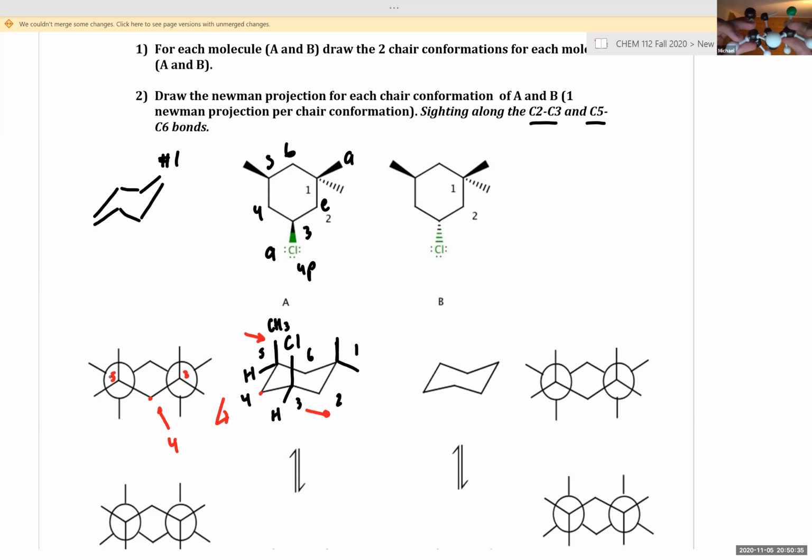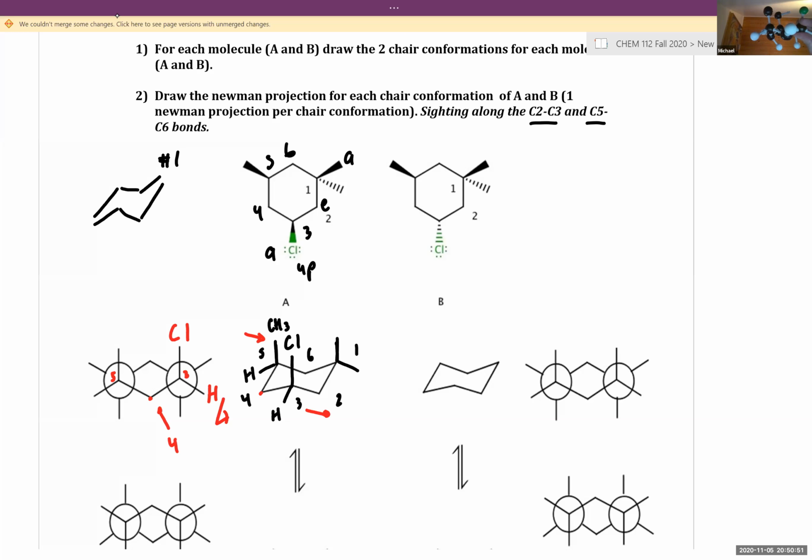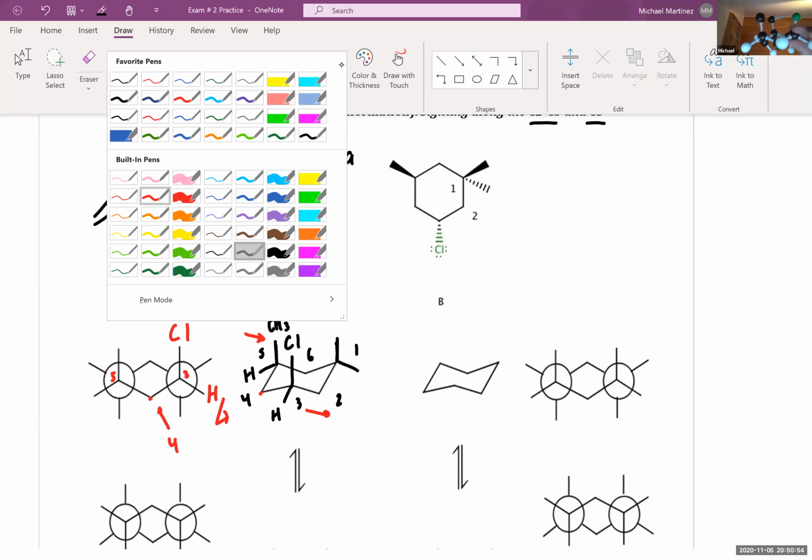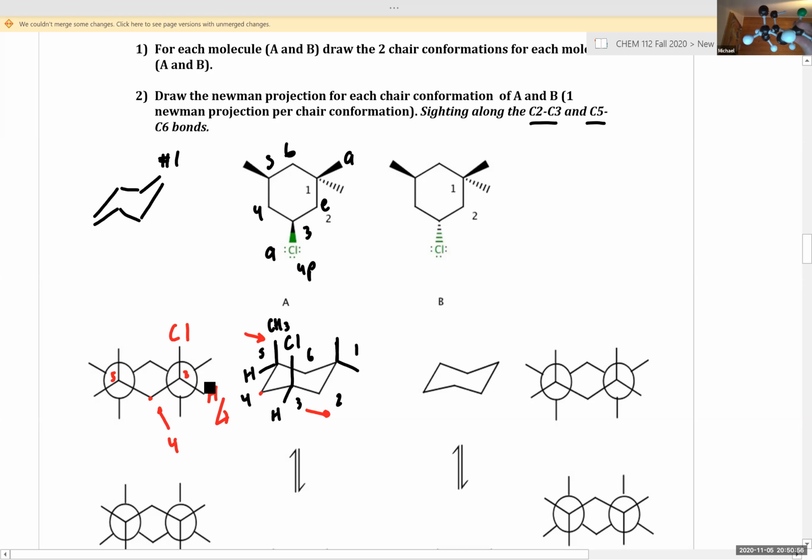Okay, so looking down our bonds, we see that we have our chloride pointing up, our hydrogen pointing adjacent. Does everyone notice how carbon 4, which is our bridging carbon, is pointing down? Does everyone see that? How the bridging carbon 4 is pointing down?